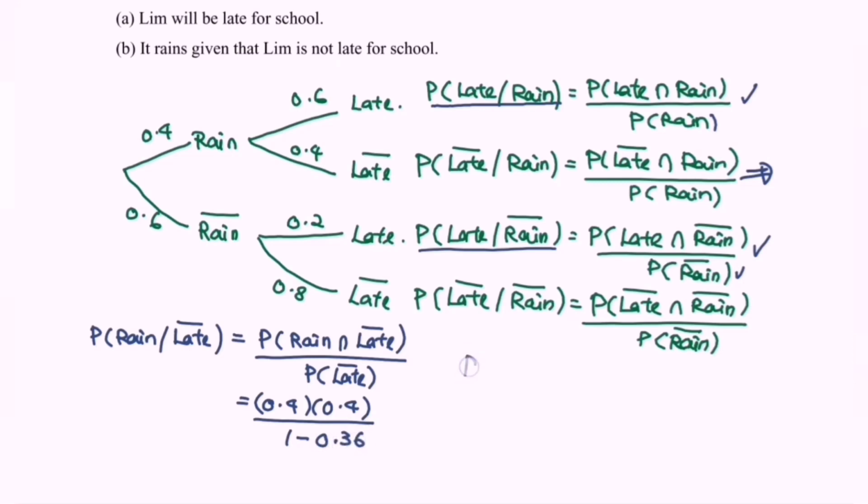As a conclusion, the probability that it's rain given that Lim is not late for school is equal to 1 over 4 or 0.25.